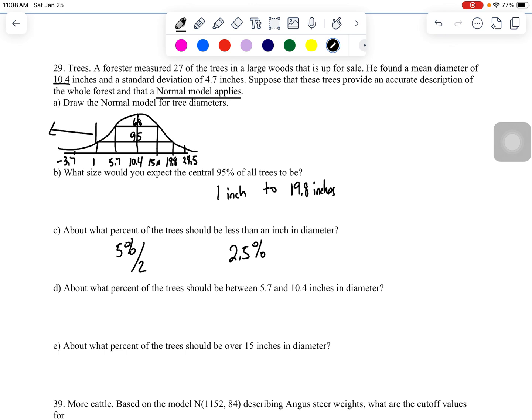The next one is going to be 5.7 to 10.4. If I grab a highlighter tool on my graph, we are looking for that area right there. Again, we could go ahead and calculate this because we have 68% in the middle. I'm going to divide that in 2, and I'm going to get 34%, which was the fastest way to do that.